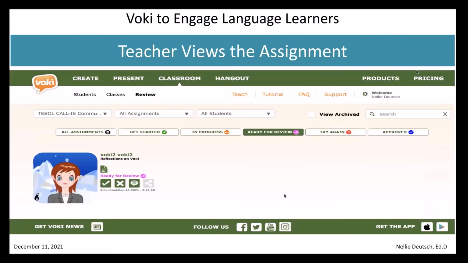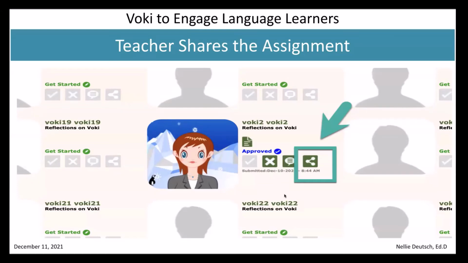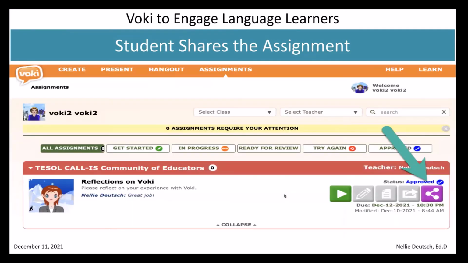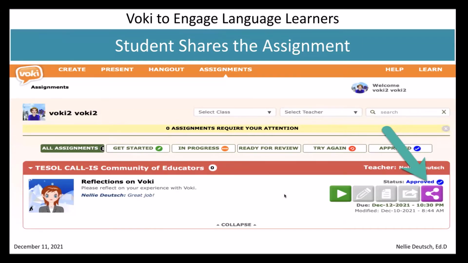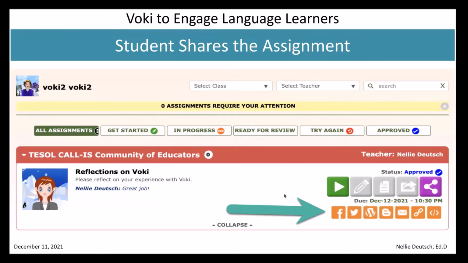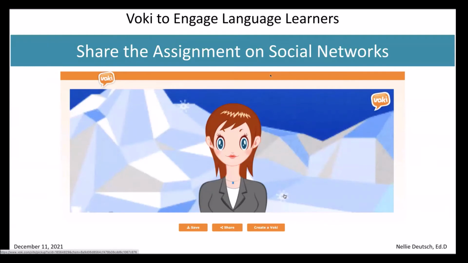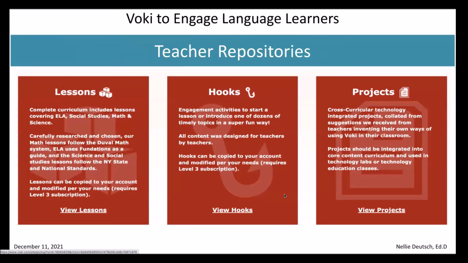And then the teacher reviews it. And then the teacher approves it if it's ready. And then the learner and the teacher can share it. The teacher and the student can share. Notice the teacher share is a different color. There you can see the classroom, and the student share is in purple. So that's the process. The student can share it on Facebook, Twitter, WordPress, Blogger, by email, can share the link or embed it. And this is what my assignment looks like. Okay, that's the assignment that I created.